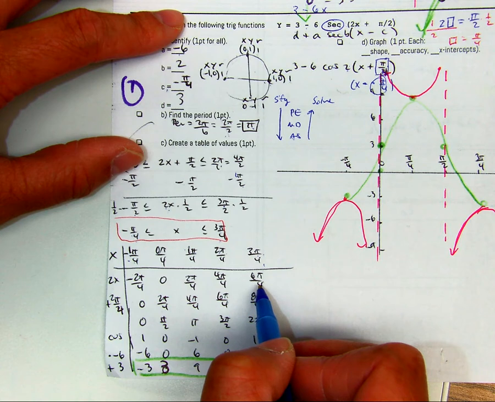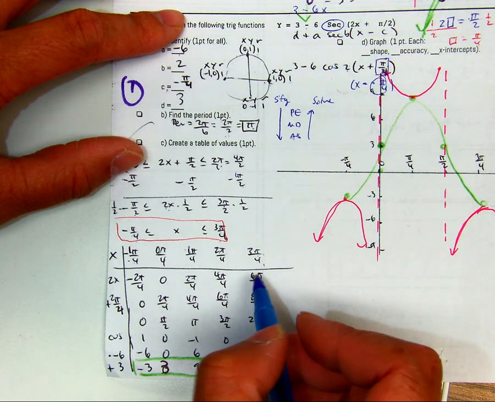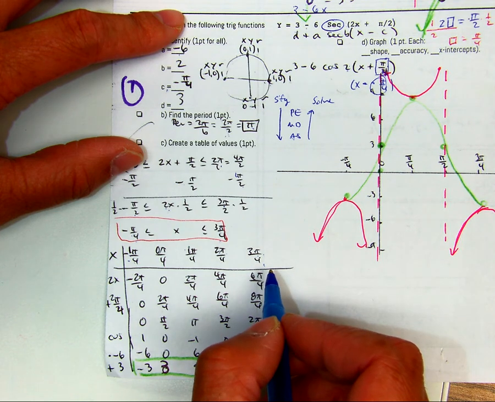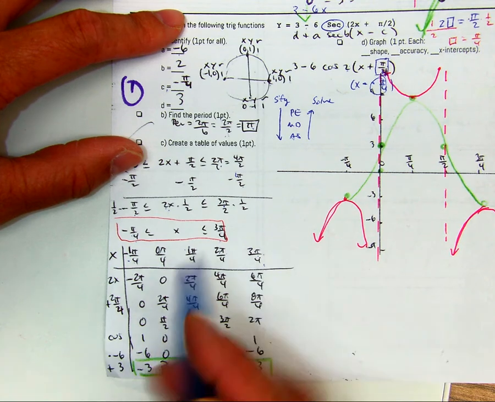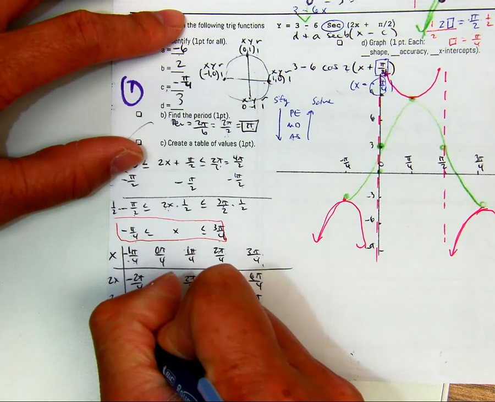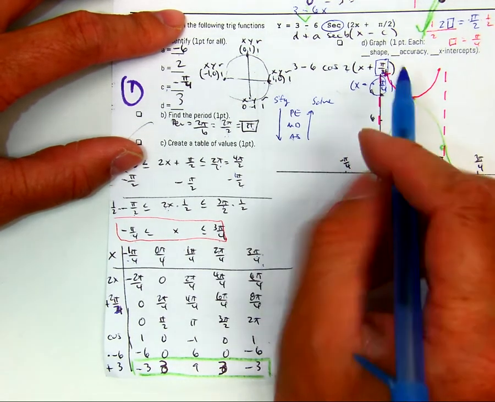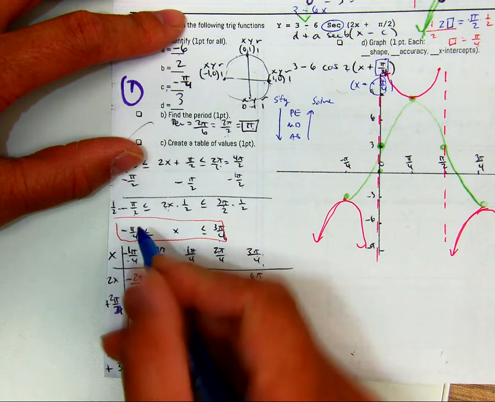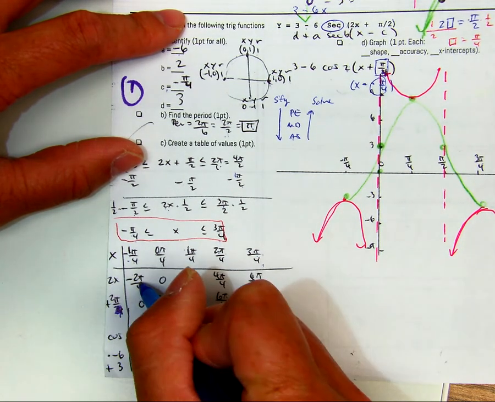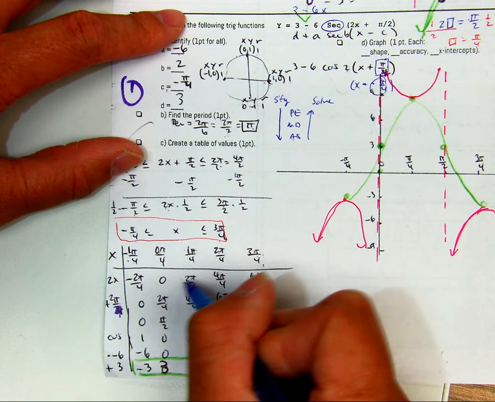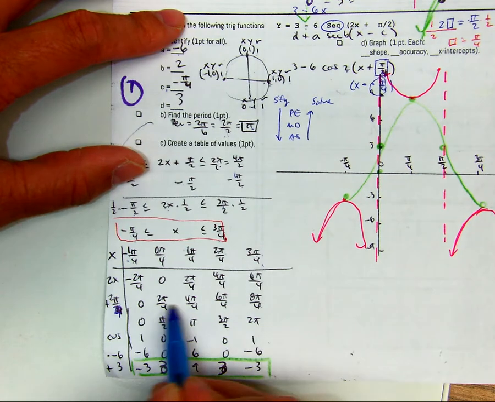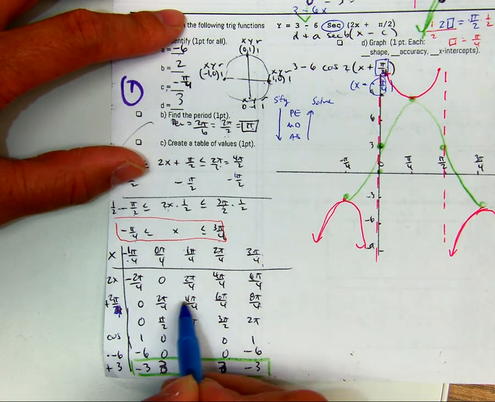I chose to then add pi over 2. So pi over 2 is the same thing as 2 pi over 4. 2 pi over 4 plus negative 2 pi over 4 gives you 0. Then 2 pi over 4, 4 pi over 4, 6 pi over 4, and 8 pi over 4. And then what I did is I just reduced them: pi over 2, pi, 3 pi over 2, and 2 pi.